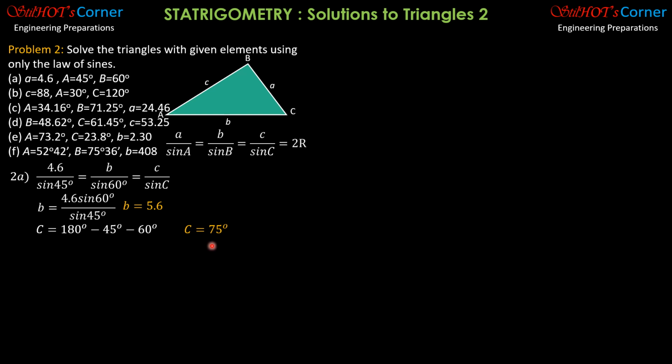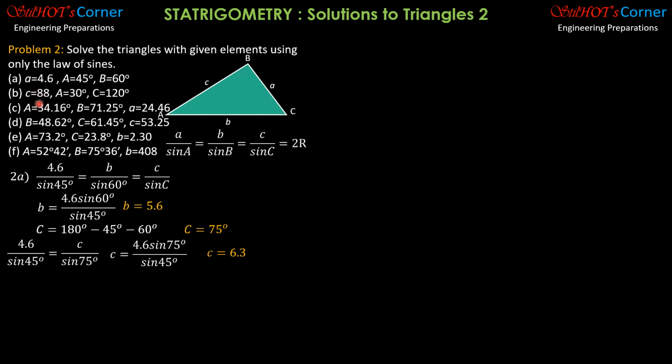So having found angle C, then we use this leftmost side of the equation and this rightmost side of the equation. So 4.6 over sine 45 degrees equals side c over sine 75 degrees. Therefore, c is 4.6 sine 75 degrees over sine 45 degrees. And so as I said, I solved it in detail first. So using your calculator there, c is equal to 6.3.